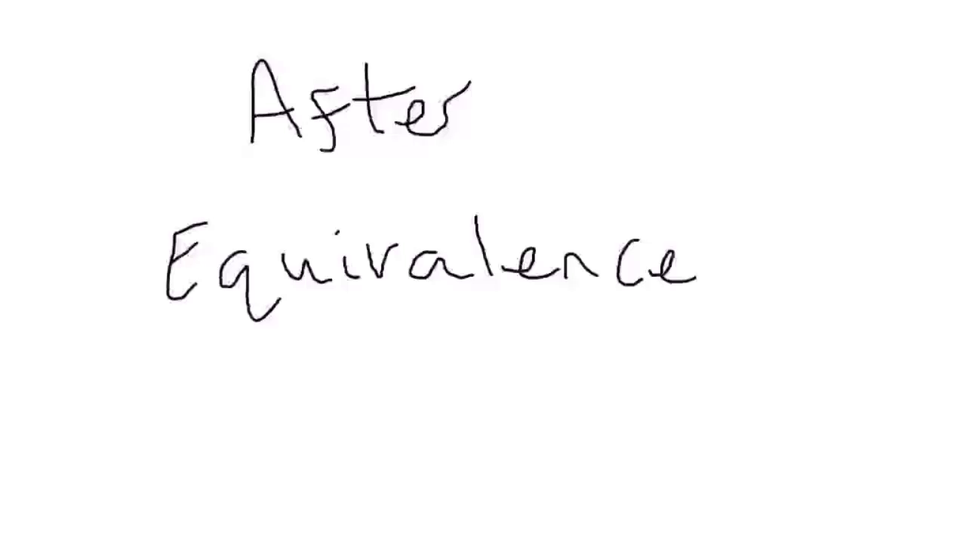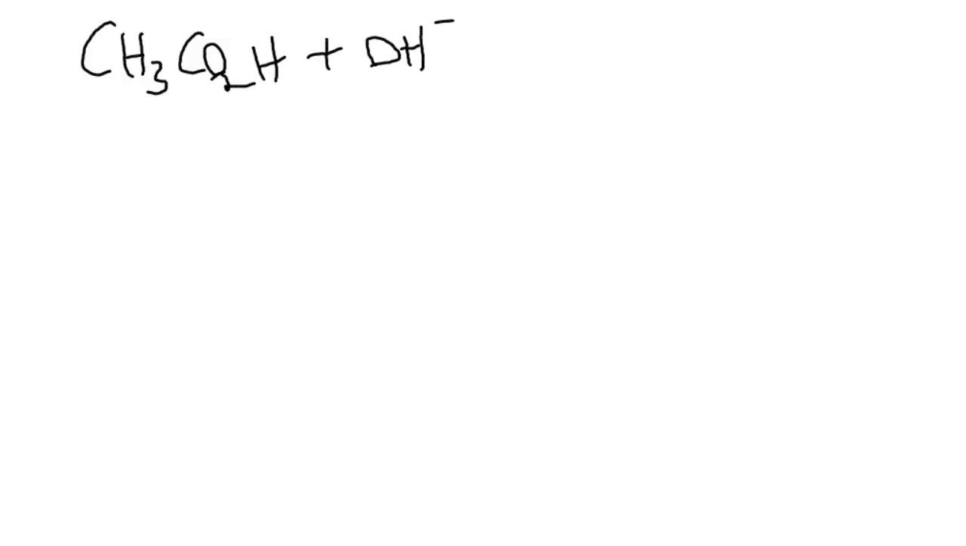After the equivalence point, we actually don't have to deal with an equilibrium at all. What we can say is the pH is going to be dominated by the excess hydroxide. So we started off with acetic acid. That's all now been used up since we're beyond the equivalence point. That's been neutralized by the hydroxide to give acetate and water.